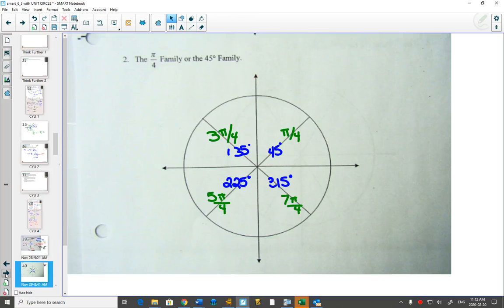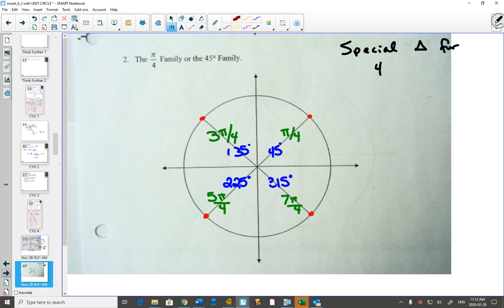Now, in order to find out the points on the unit circle here, we have to look at a special triangle. So you have some space on the right. On the space on the right, I want you to write special triangle for 45 degrees, or pi over 4.